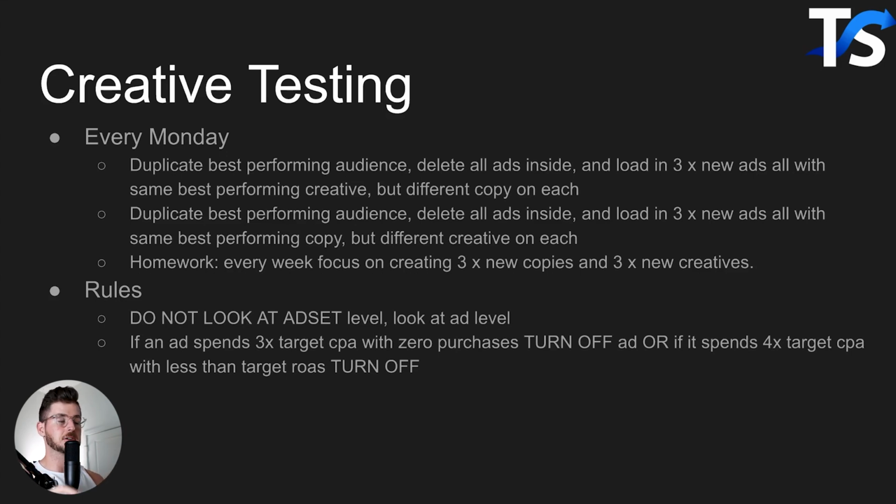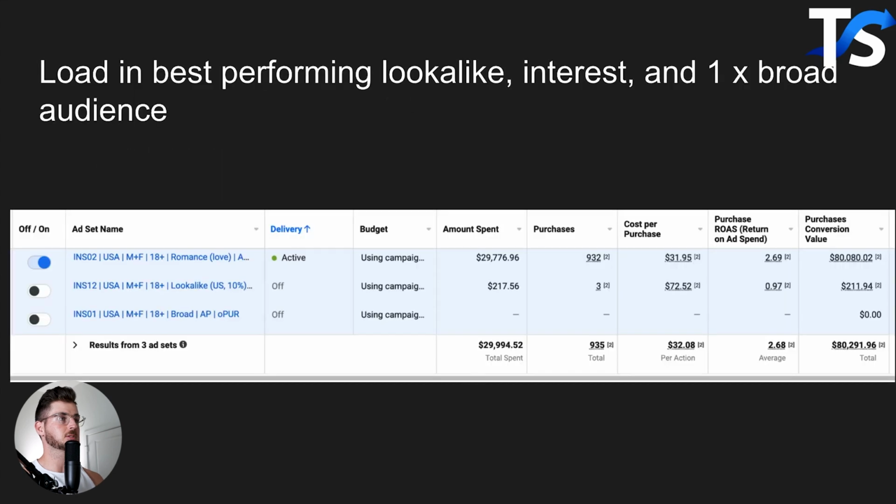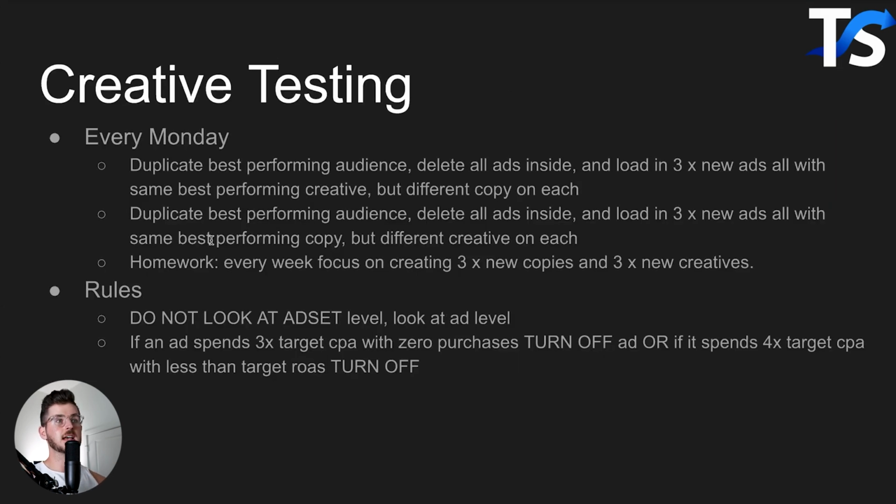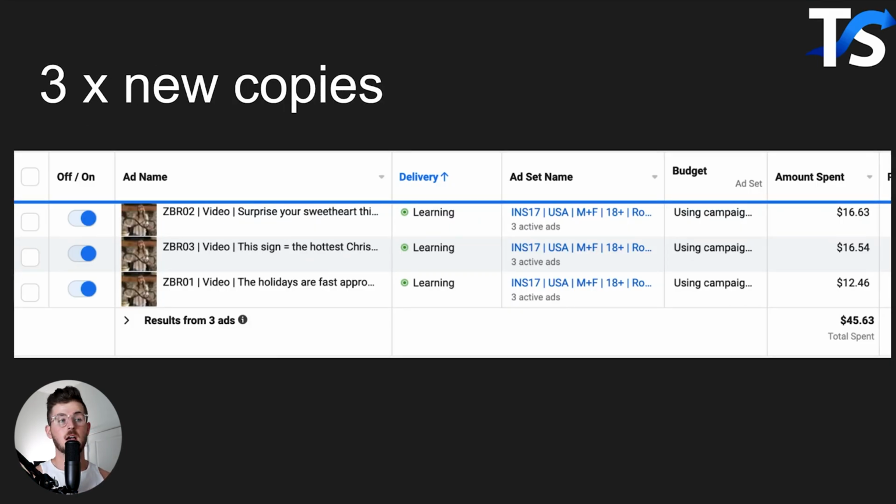Now, here's how to do it. You're going to duplicate your best performing ad set. For example, right here, this one ad set performed the best. I'm going to hit the duplicate button inside that CBO and duplicate that ad set. Inside of there, I'm going to delete those ads that are inside because I don't want to keep the ads. I just want to duplicate the ad set. Now I'm going to load in 3 new ads inside of that ad set.